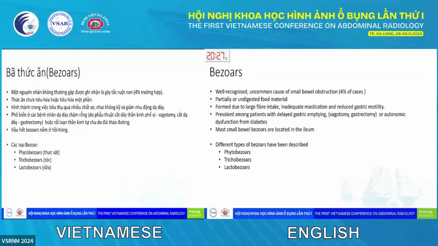It is prevalent among patients with delayed gastric emptying, such as patients who have gone through a previous vagotomy or gastrectomy, or due to autonomic dysfunction from conditions such as diabetes. Most small bowel bezoars are located in the ileum because that's where the lumen is the narrowest. Different types of bezoars have been described depending on their composition, such as phytobezoar, which is predominantly vegetable or plant material, trichobezoars, which is hair, and lactobezoars, which occurs in small children and is composed of milk powder.